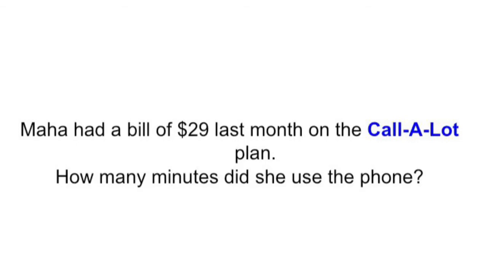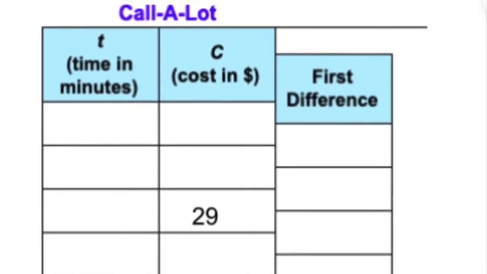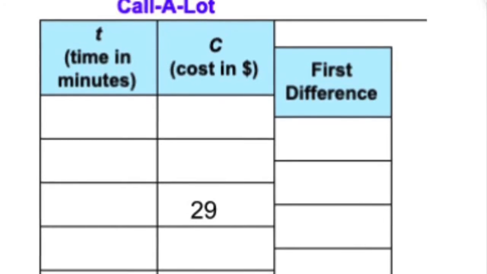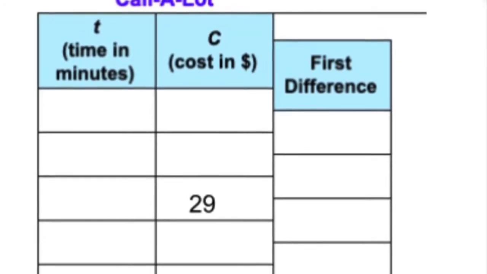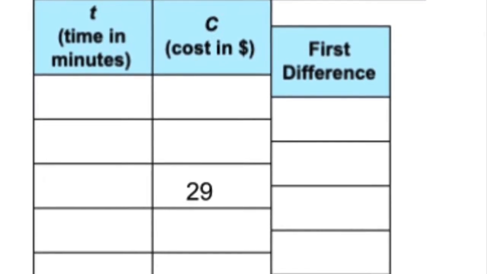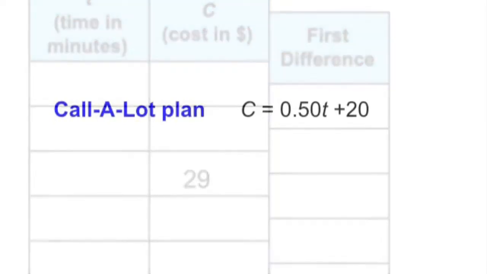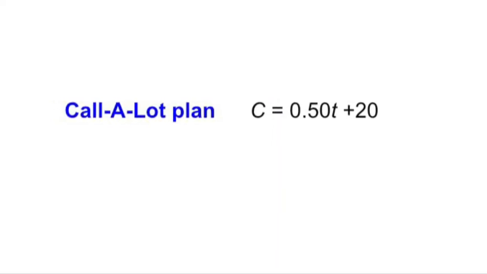So remember, we're going to have to use the equation for Call-A-Lot. You always want to use the equation. You don't want to change the equation. You want to use the same equation you were given at the beginning. You just need to decide where that 29 is going to go. If I look at the table of values, the 29 would go in the cost section. So above the 29 is a C. That means when I use the equation for Call-A-Lot, I'm going to need to put the 29 where the C is.